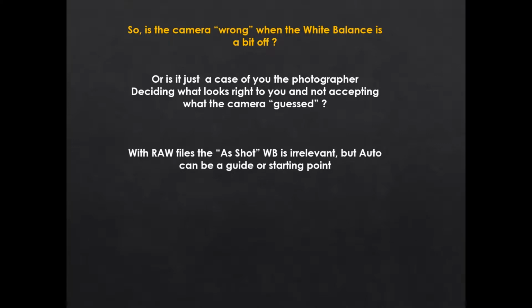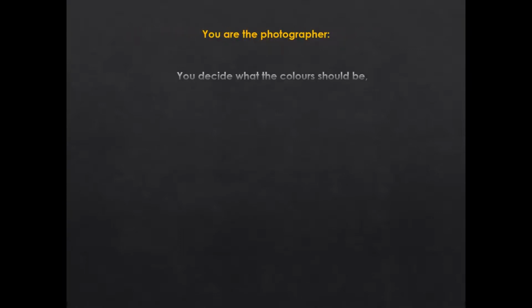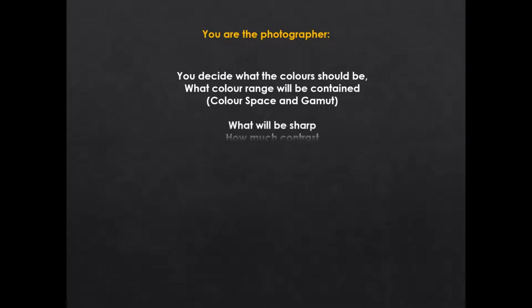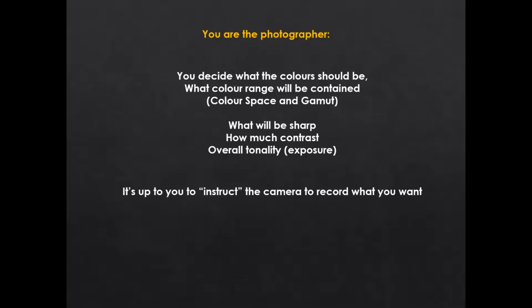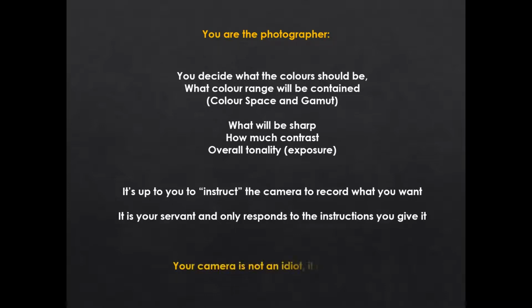At the end of the day, it's just a question of you deciding what you want the file to look like. So you're the photographer. You decide what the colour should be, what colour range, what colour space, how much sharpness, how much contrast, and the overall tonality of the image. It's up to you to instruct the camera to record what you want. Your camera is not an idiot, it's just a tool.